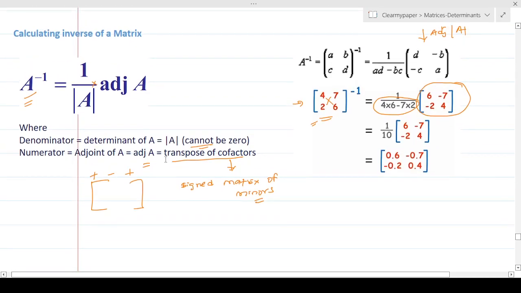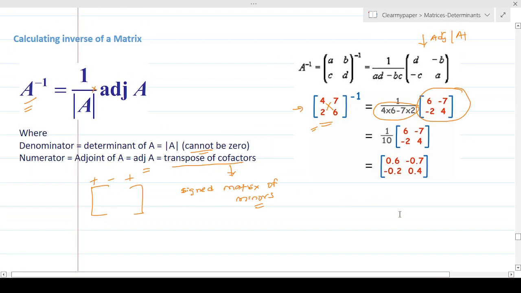And we will see how to use this when we calculate the matrix inversion in a couple of episodes from now. That's a wrap up.